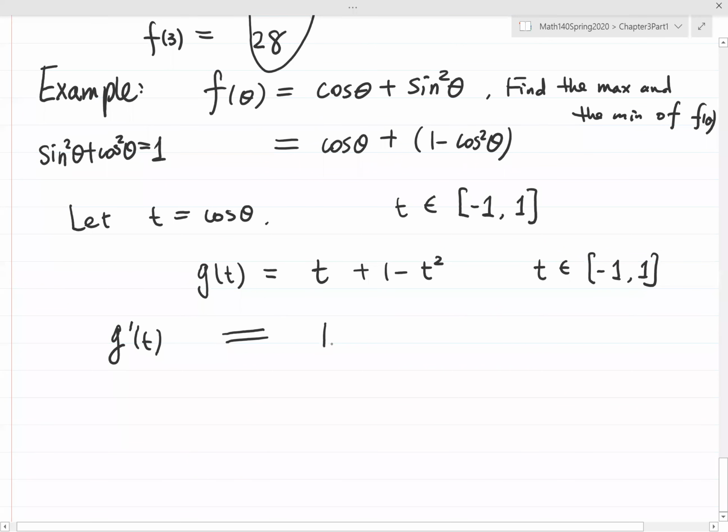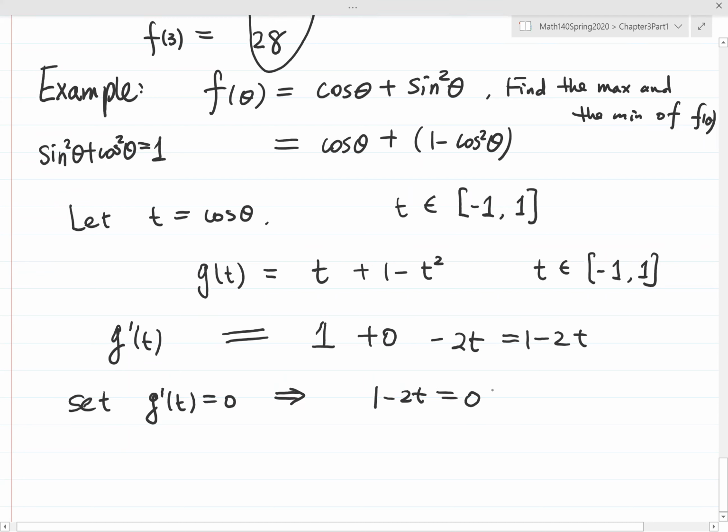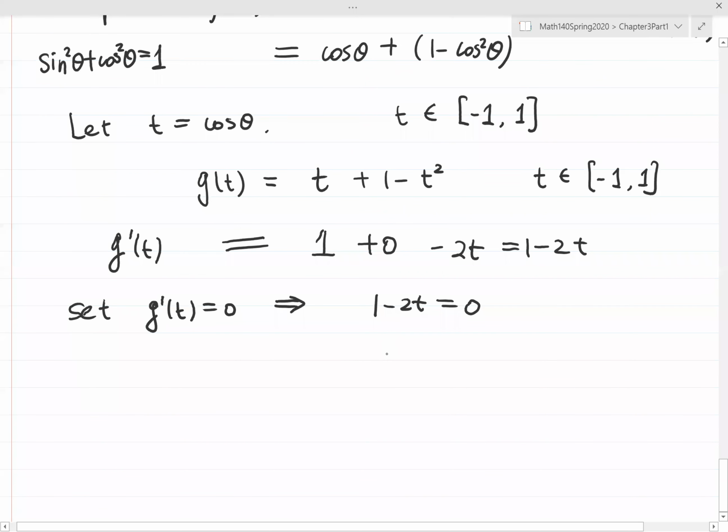Now the derivative of t gives us 1, and the derivative of the constant gives 0. Now t squared gives us 2t, so it's y minus 2t. So this is a polynomial, so its derivative exists everywhere, so it's differentiable everywhere. To find the critical numbers, we set g'(t) equal to 0. Then we get y minus 2t is 0, and we solve for t. It's very easy: 1 equals 2t, which means t is a half.